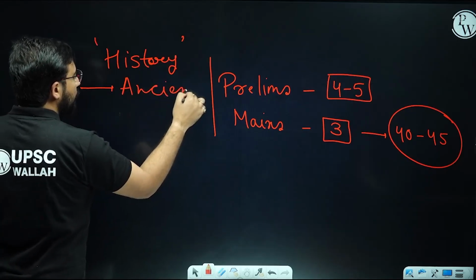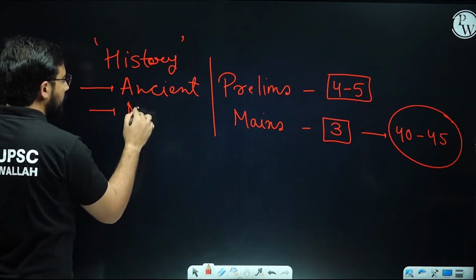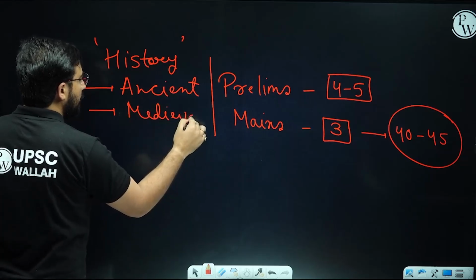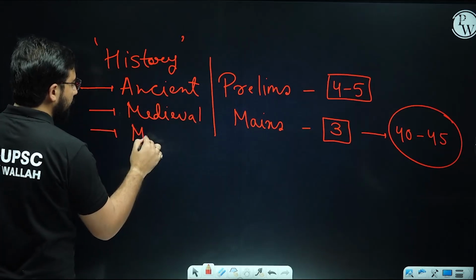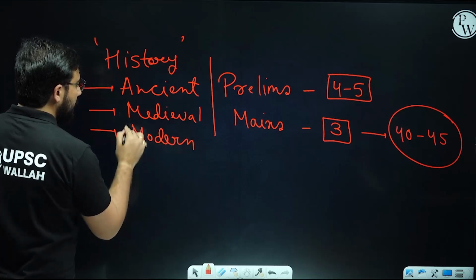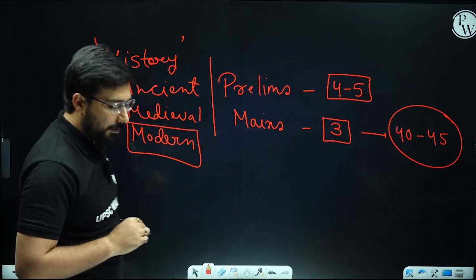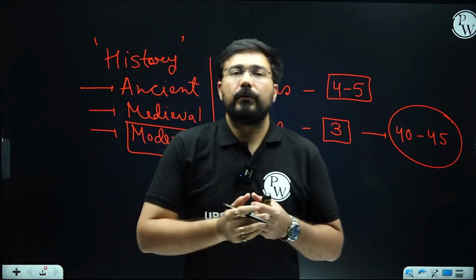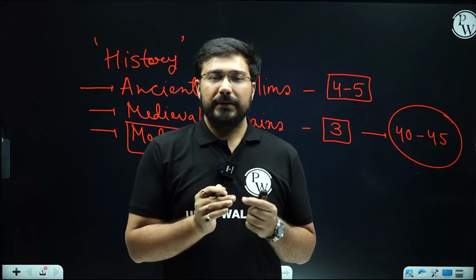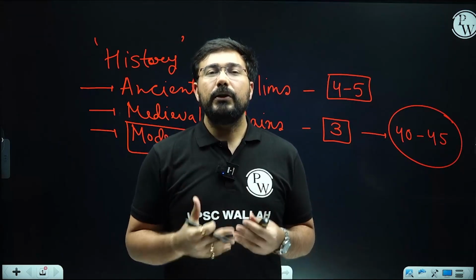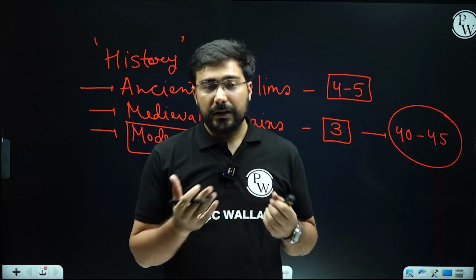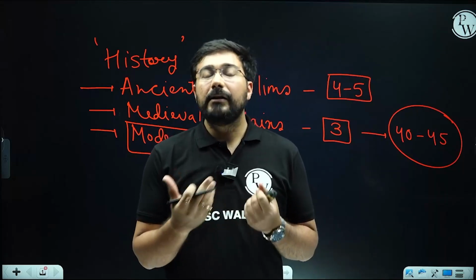There are a few words which we always use: ancient, medieval, and modern. Today, let us just focus on this last word, modern. What is the meaning of the word modern? The word modern specifically means the development of new ideas in the field of polity, economy, society, and religion.